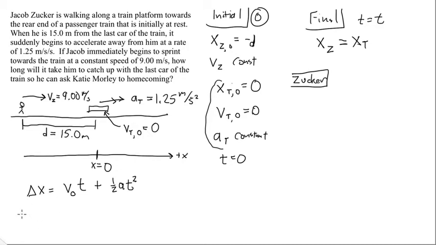And you can expand the delta x to be x minus x naught, okay, which then equals all this stuff, v naught t plus 1/2 at squared. Okay, so what I'm going to do for Zucker now is apply this. So I'm taking this here and applying this to Zucker. Zucker's x position minus Zucker's initial x position, which is, whoops, I already did it wrong.